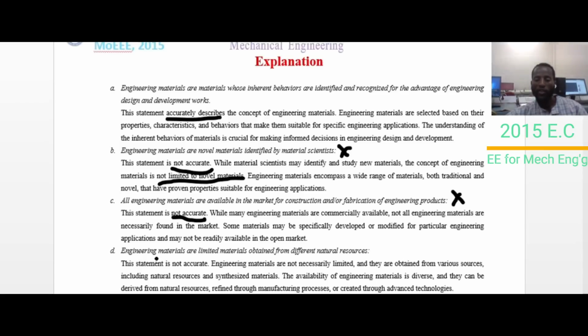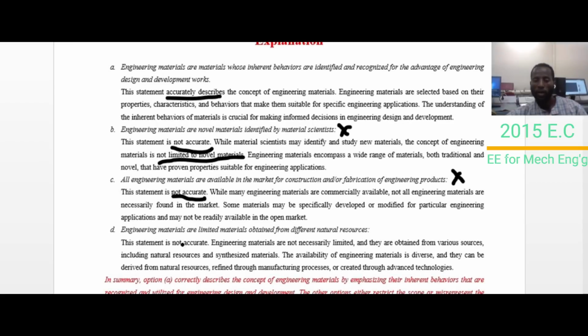The other is engineering materials are limited materials obtained from different natural resources. This statement is also not correct, since engineering materials are not necessarily limited and they are obtained from various sources, including natural resources and synthesized materials. Their availability is diverse, and they can be derived from natural resources, refined through manufacturing processes, or created through advanced technologies. So this is also not correct.